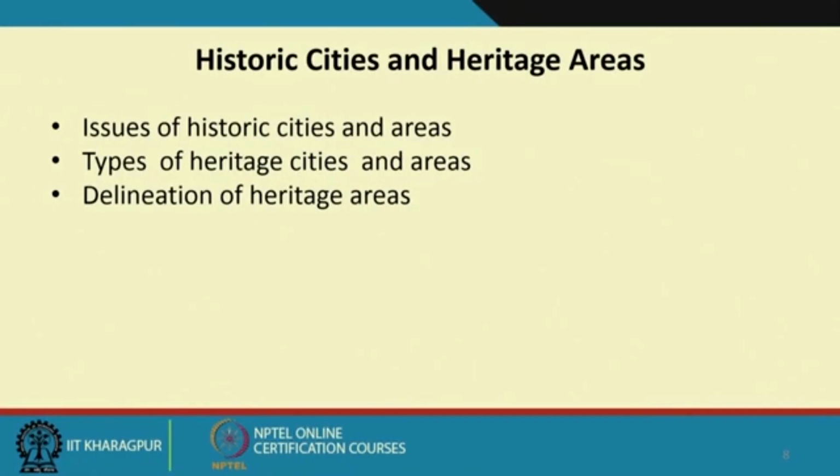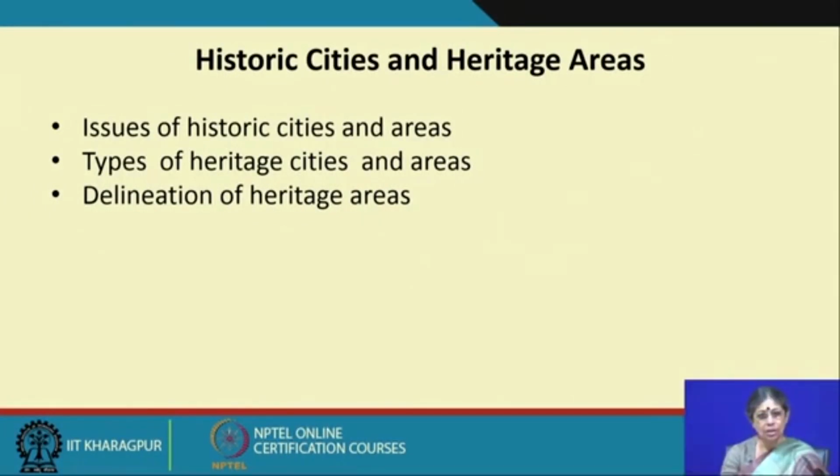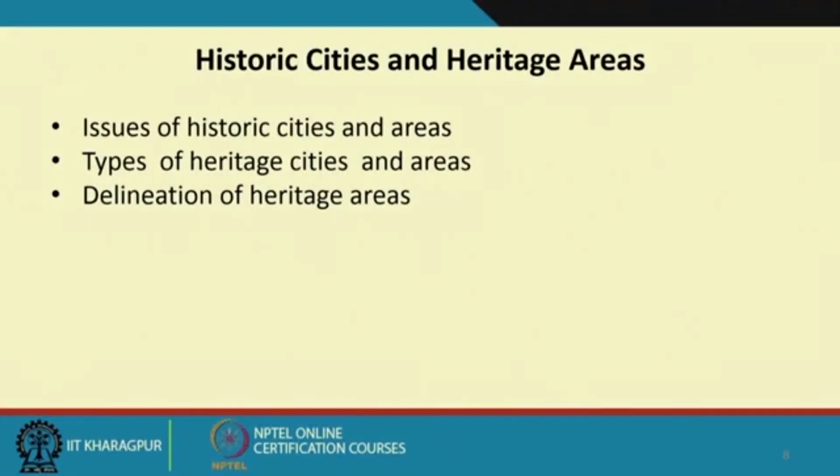While talking about this, as I said, there is architectural conservation and there is urban or historic area conservation. As I said, there is a continuum between the two, we cannot really differentiate, one is an integral part of the other, but we will touch on some topics which talk about a very larger context of historic areas and cities, historic cities or historic regions. We will talk about these issues of historic areas and cities, the different types of heritage city and areas, and how we delineate the heritage areas in a city which is still a living city.